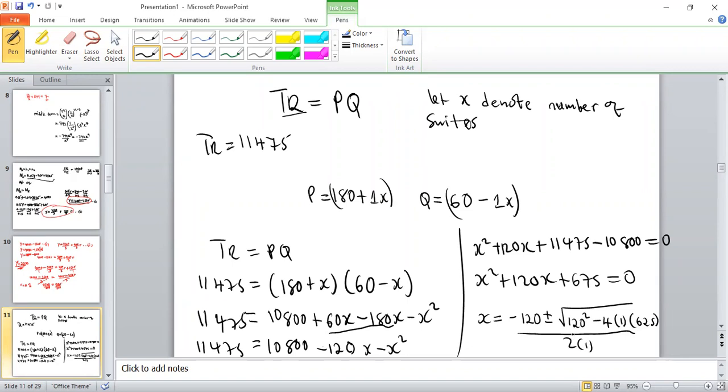What is 120 squared? Calculators, punch for us what's under the square root: 120 squared minus 4 times 675. Just what is under the square root. 11,900.